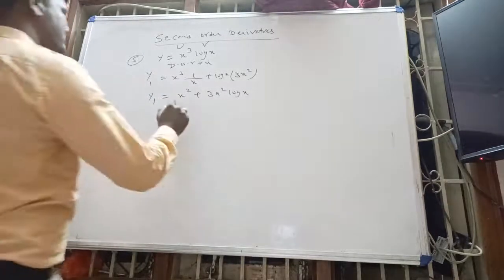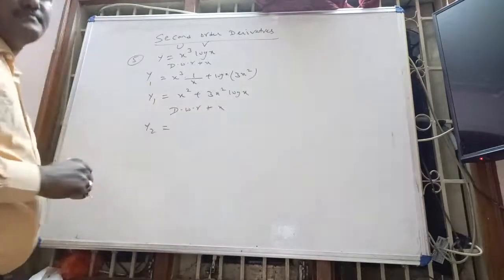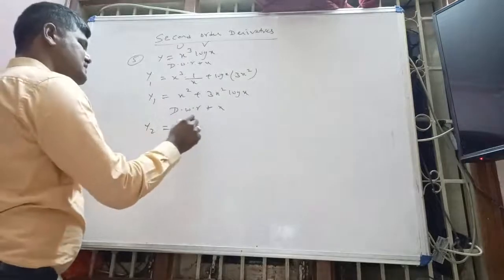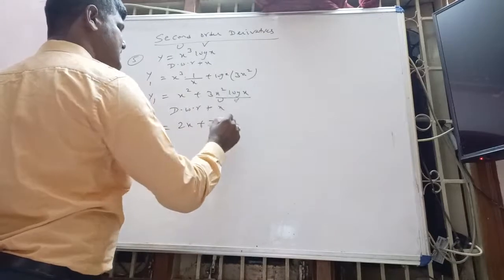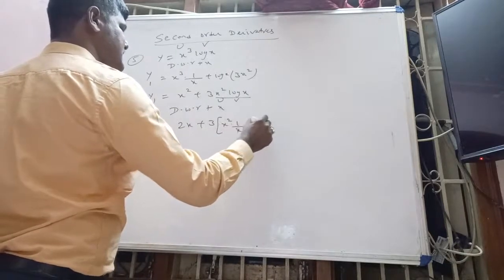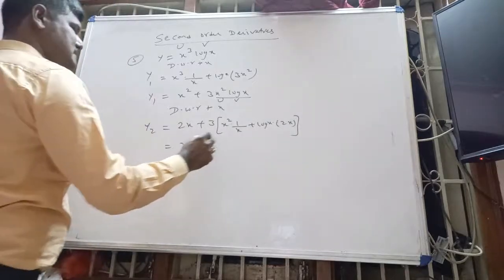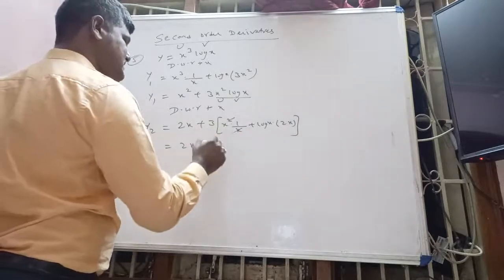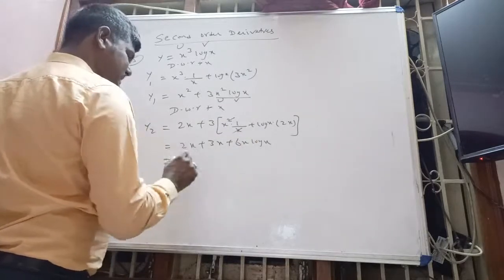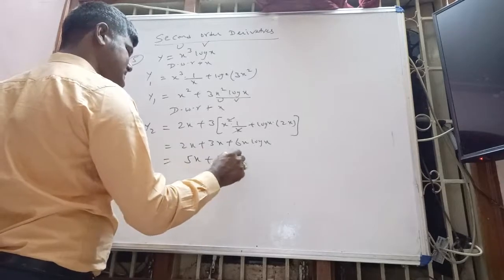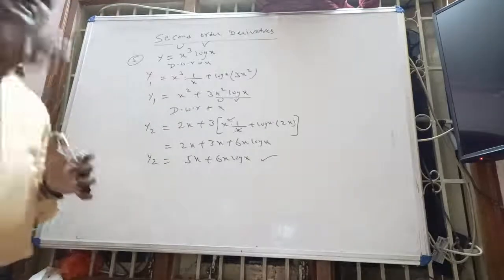Again, differentiate with respect to x. y2 is equal to x square derivative 2x plus 3 into, again this is uv. This is u, this is v. x square into log x 1 by x plus log x into x square derivative 2x. 2x plus x, one x cancels. 3 into x is 3x. 3 twos are 6x log x. 2x plus 3x, 5x plus 6x log x. This is y2. It's not a difficult one, but the steps are more.